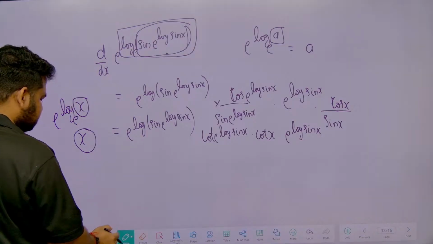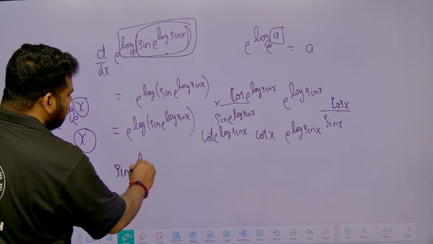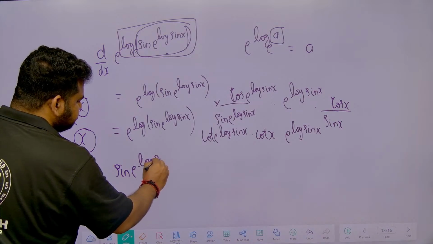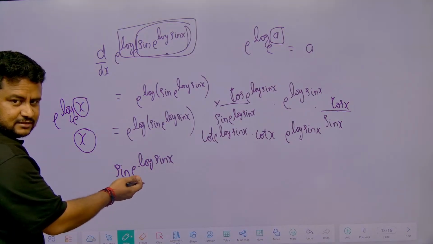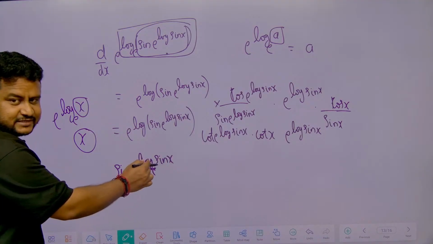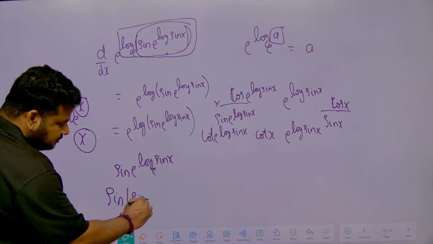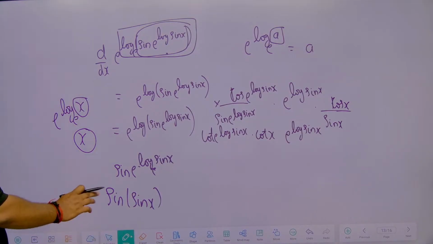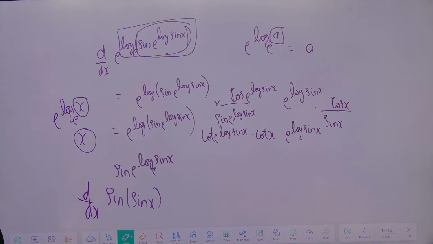So this will become sin e power log sin x. Correct? Sin e power log sin x. E power log something to the base e, so what will be the answer? Sin x. So I will get sin of sin x. Till now I got the function only. Now I will differentiate this, d by dx of sin of sin x.